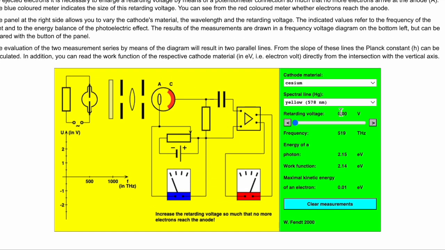applet here, we can pick a cathode material, and then we want to look at different spectral lines, or in other words, what is the frequency of the light? So we can increase the retarding voltage and see exactly what's happening with this spectral line here.